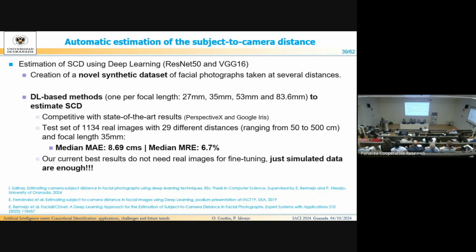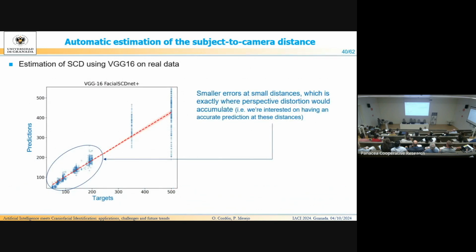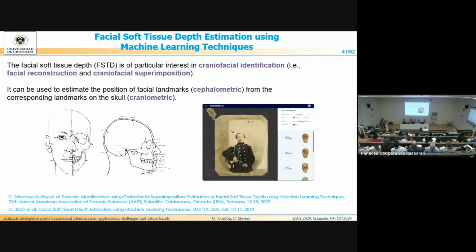And these are our last results by Ivan Salinas, a student supervised by Enrique Bermejo and myself. As you can see, this is the graph with the target distances and the predictions. Something interesting is that we have smaller errors at shorter distances, which is exactly where perspective distortion will accumulate. So, as I'm saying here, we are interested in having an accurate prediction at this distance, right? We have a lot of margin for improvement, but in any case, this is also a contribution from artificial intelligence to this problem.